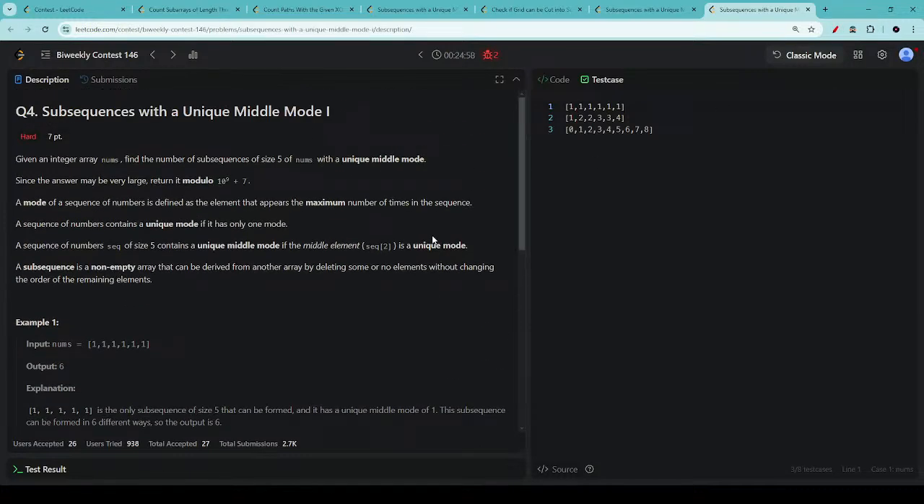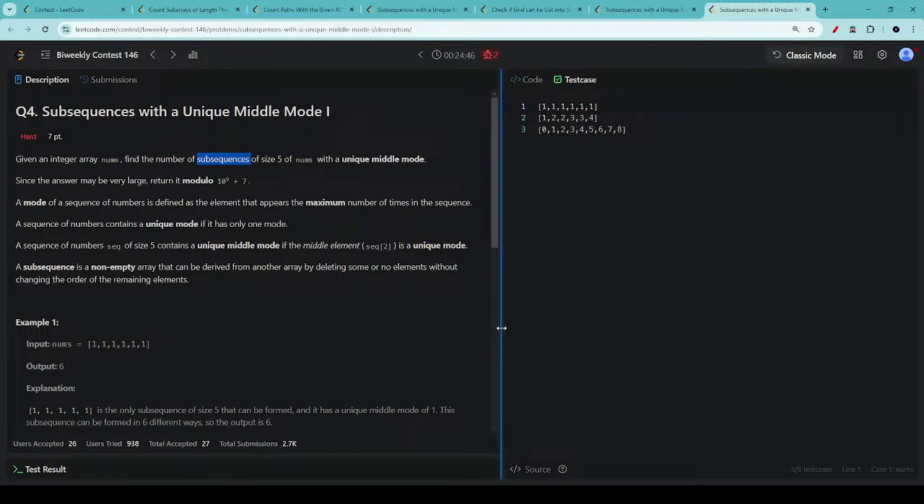So let's take a look at this. Whenever I see the word subsequences, I think it's probably some kind of DP or some kind of memorization problem.